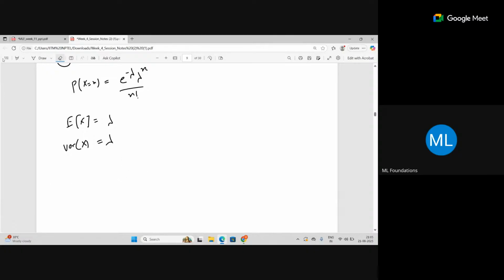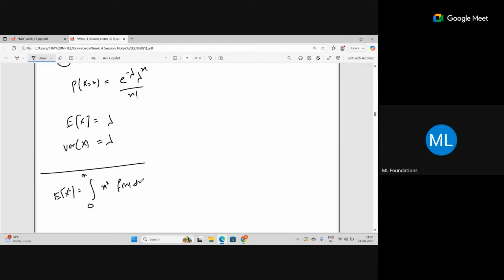So for this continuous case, what is the expected value of x square? It is just over that range, say minus infinity to infinity, of x square f(x) dx. That will be your expectation of x square.